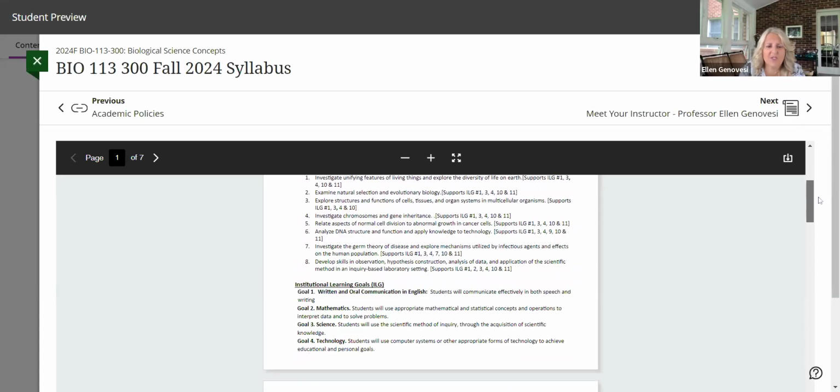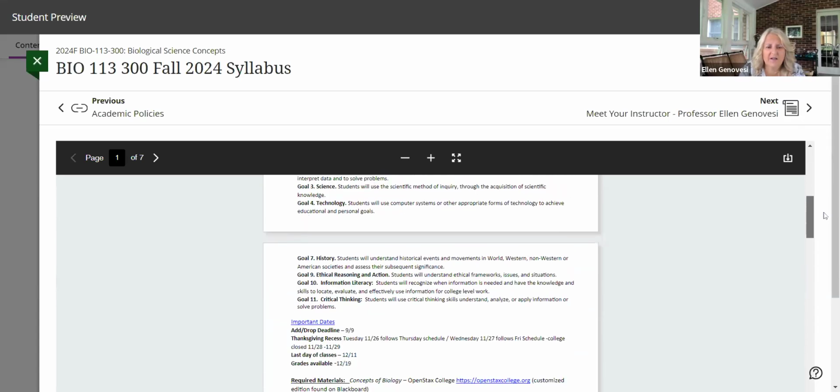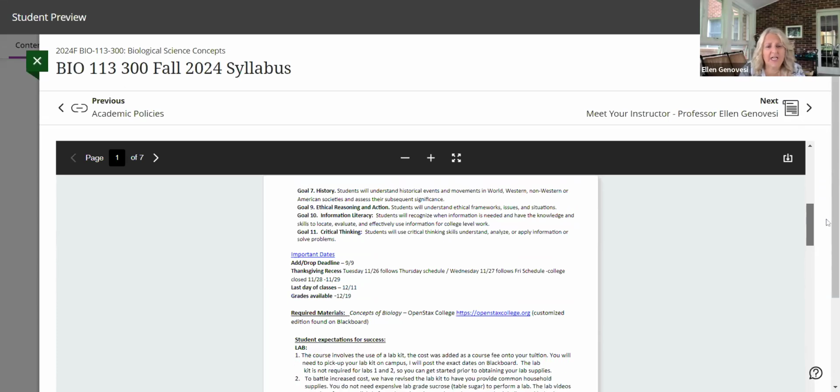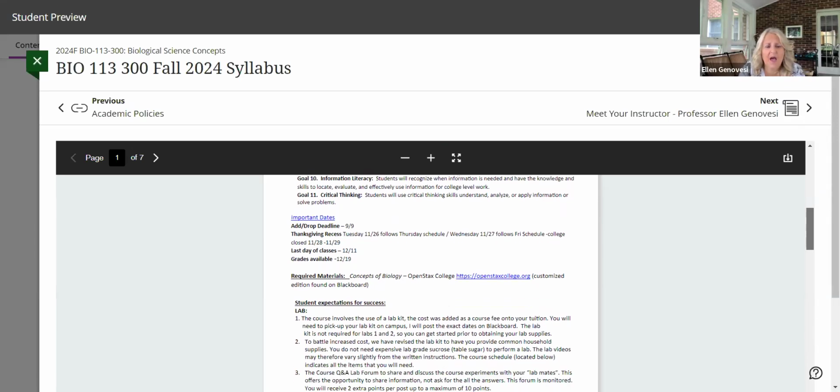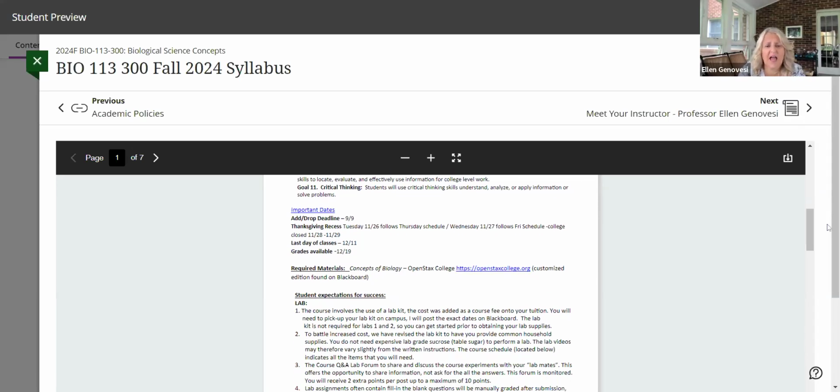So we have the course description, right? Some important dates, when the add drop date is. This is a fall course shell, so it's indicating when Thanksgiving recess is, last day of classes, and when your grades are available. The required materials for this class: the textbook is actually customized excerpts of Concepts of Biology. This is published by OpenStax and is free. So you have a free textbook.